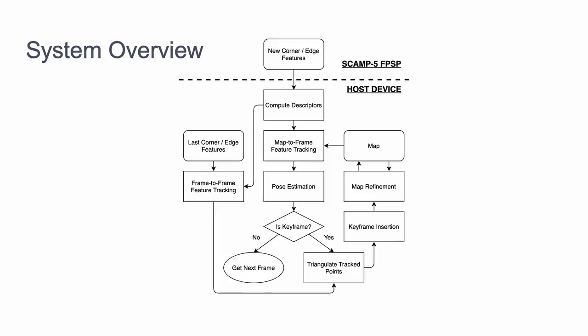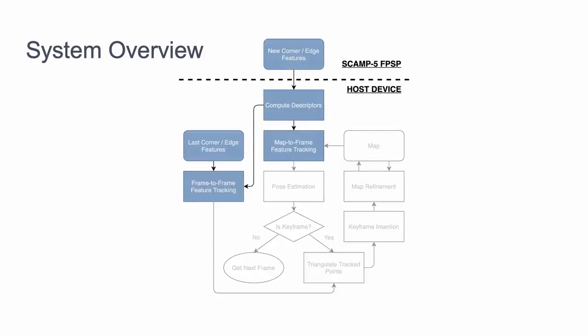Our system uses a standard sparse visual odometry pipeline. In fact, the majority of our system shares common structure with other typical systems. The highlighted region indicates where BitBio differs from other systems. We perform corner and edge detection on the SCAMP5, which is transferred to the CPU.